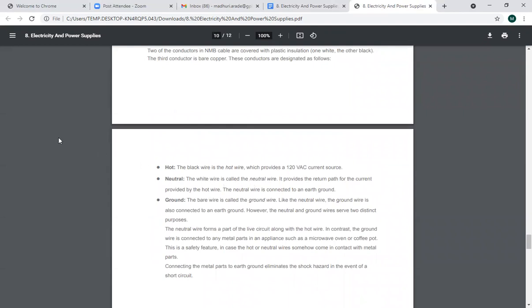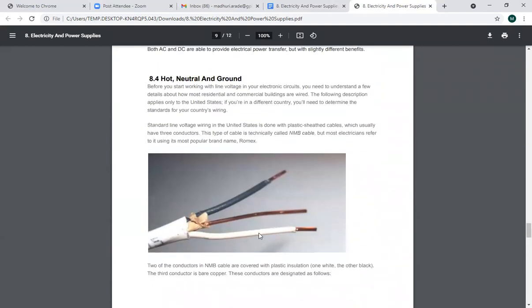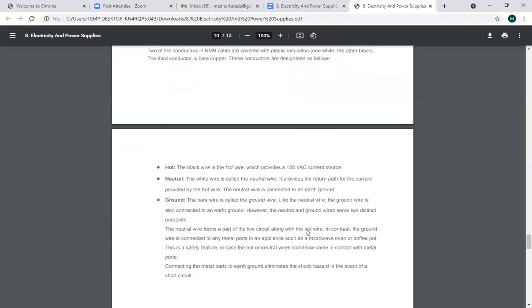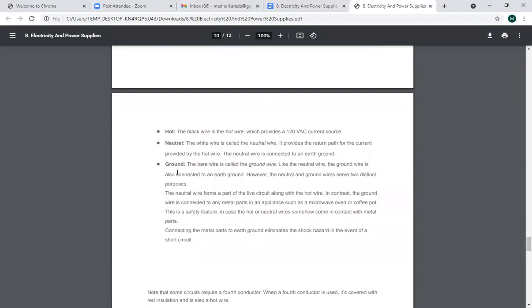The neutral wire provides a return path for the current provided by the hot wire, and it is connected to the earth ground. The third wire, you can see, is a neutral white color, and the third one is a bare wire, which is also called the ground wire. Like the neutral wire, this ground wire is also connected to the earth ground, but both are used for different purposes. This metal is directly connected to the ground, so it will prevent us from shock hazards.